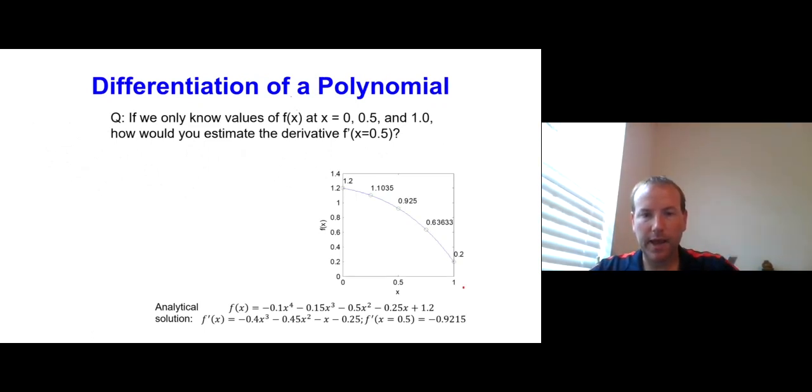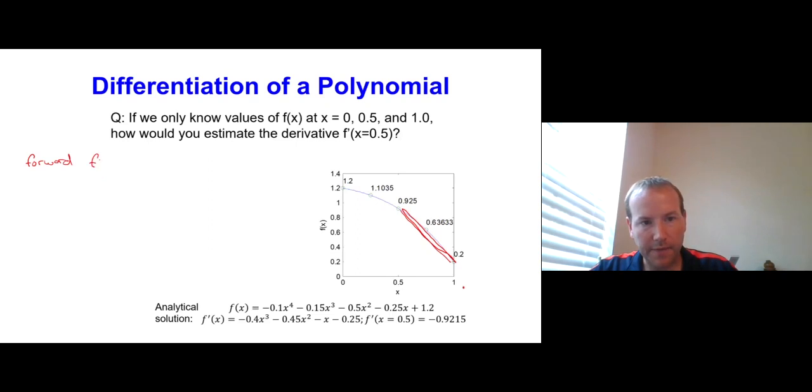Let's say you only knew the values of your function at 3 points: at x equals 0, at x equals 0.5, and at x equals 1. If we only had those values, how would you estimate the derivative of f if you didn't know the underlying blue function? Well, one simple way would be to take this slope right here, to connect the point at 1 to the point at 0.5. And that would be what we call a forward approximation.